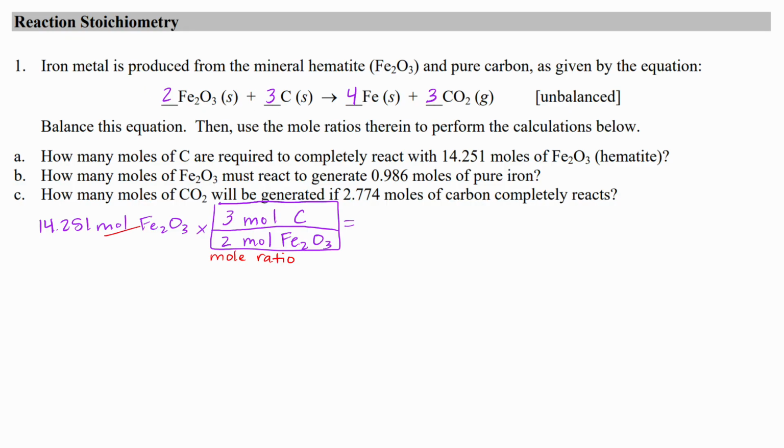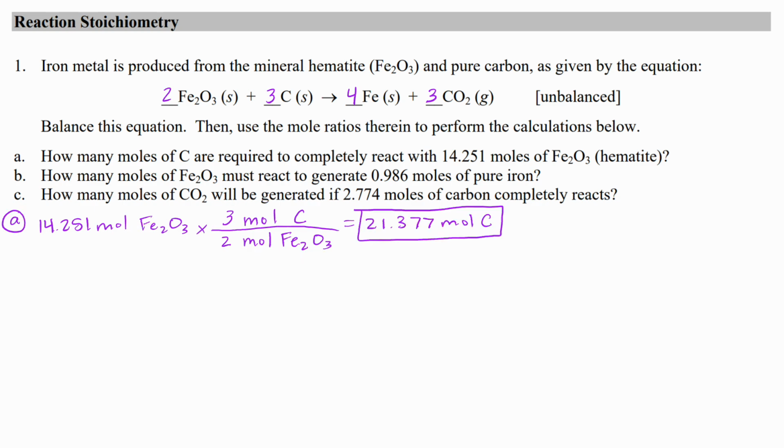So now that my units cancel out and I'm left with moles of carbon, my last thing to do is to solve with my math. So I have 14.251 times 3 divided by 2, and that's going to give us 21.377 moles of carbon. So that's our answer for part A. And the reason I answered part A in 5 sig figs is because the number I was given was also 5 sig figs.